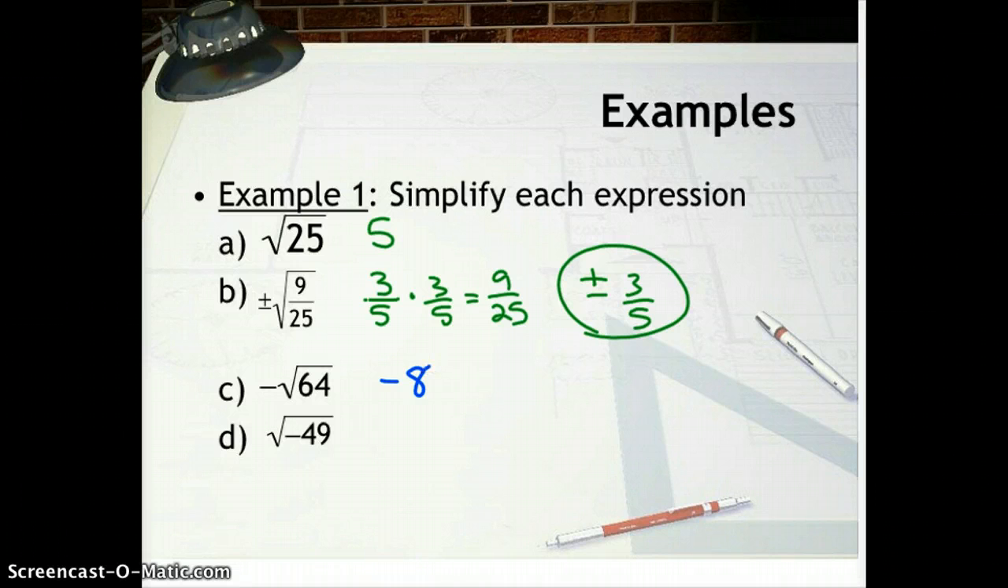Okay, D, this is a tricky question. It says the square root of -49. So I hope you thought a little bit and asked yourself, hey, what number times itself equals -49? And you probably tried 7 times 7, but that gave you 49. Then you might have tried -7 times -7, and that gave you 49. So I hope that you came up with that this has no solution. At least as far as we know right now, there's no real number that is the square root of -49.